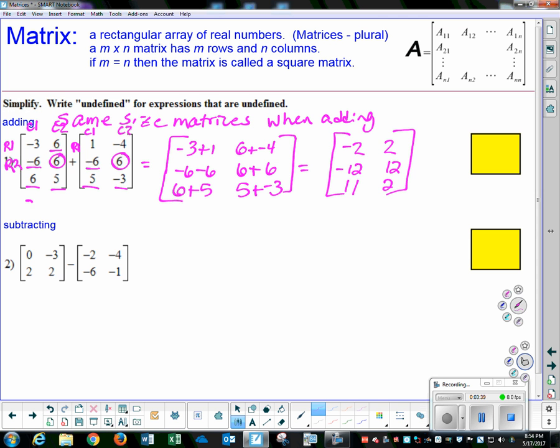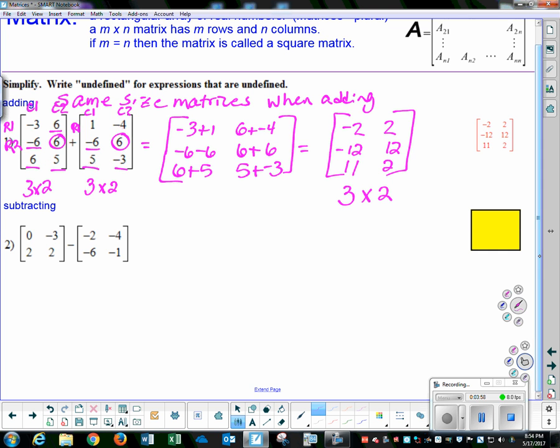So we had a 3 by 2 matrix added with a 3 by 2. They have to have the same size, and notice what we get out are 3 rows by 2 columns. It would be exactly the same row column orientation.